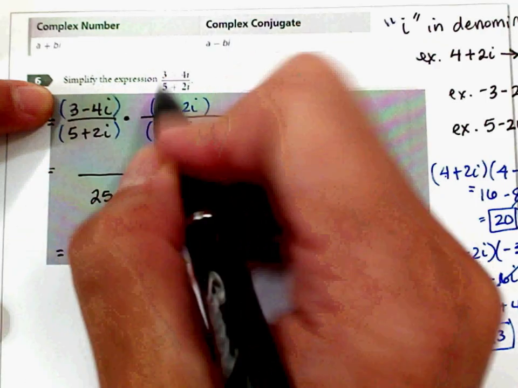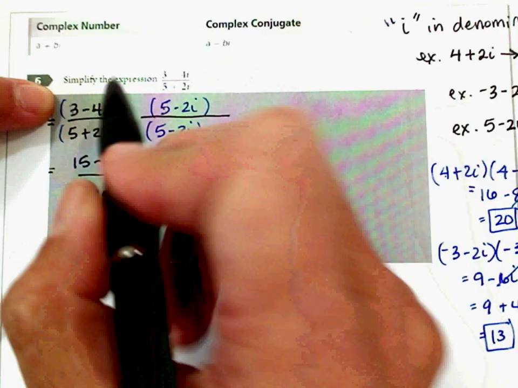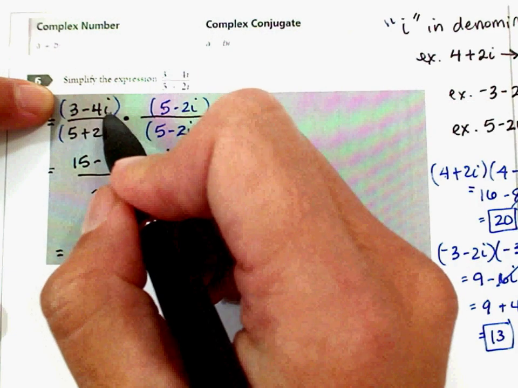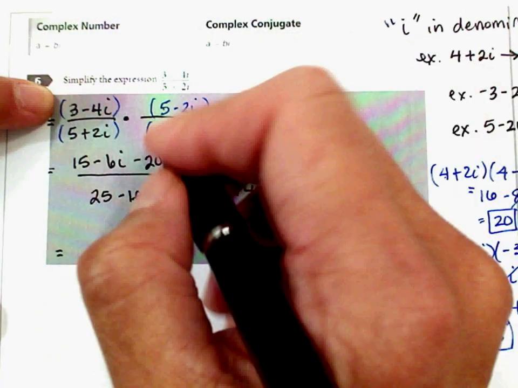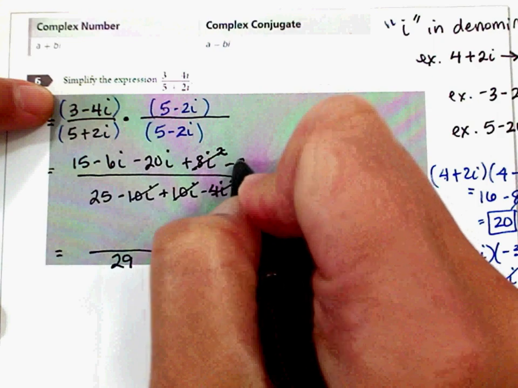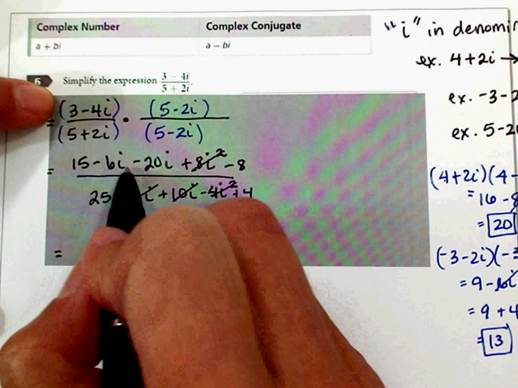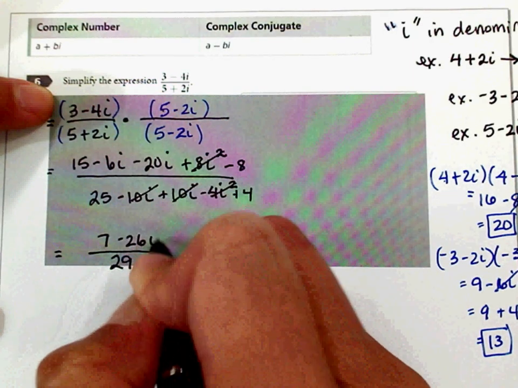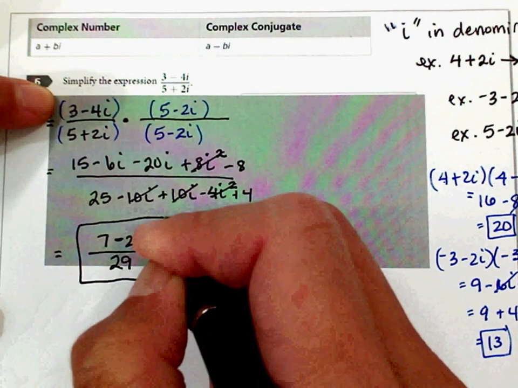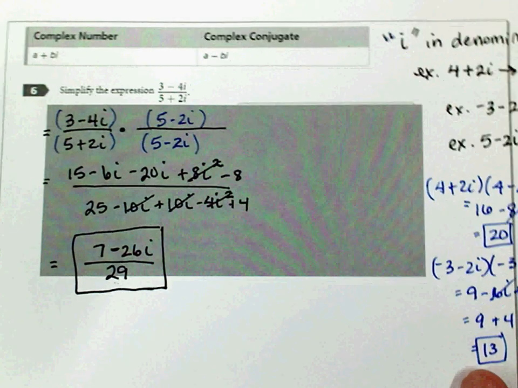3 times 5 is 15. 3 times negative 2i is negative 6i. Negative 4i times 5 is negative 20i. And negative 4i times negative 2i is positive 8i squared. So guess what you have now? This becomes a negative 8, and we're going to combine like terms. 15 minus 8 leaves you 7. Negative 6i minus 20i is negative 26i. You can have the i in the numerator, not the denominator. And there's your conjugate, okay? And that's why we do it, so we don't have an i in the denominator. And that's why I use a conjugate.